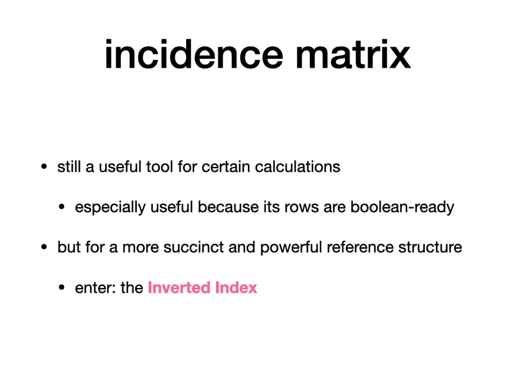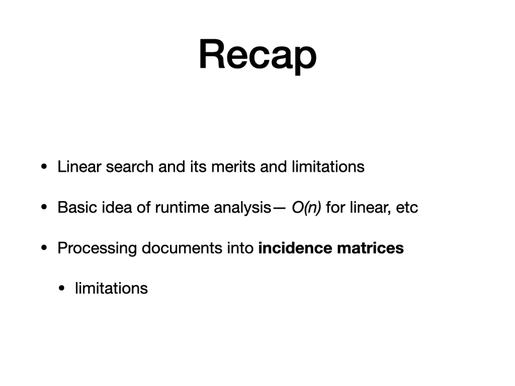So, to recap, linear search has its merits and its uses, but it's also limited. We can't do everything by way of linear search. We touched on some basic ideas of runtime, big O notation, something just to get used to thinking about. You don't have to know all of the ins and outs of exactly how it works. Just get used to the usage of big O notation. And then we also talked about how we can process documents into these incidence matrices and some of their limitations.